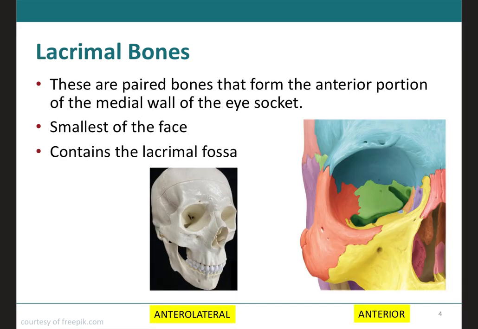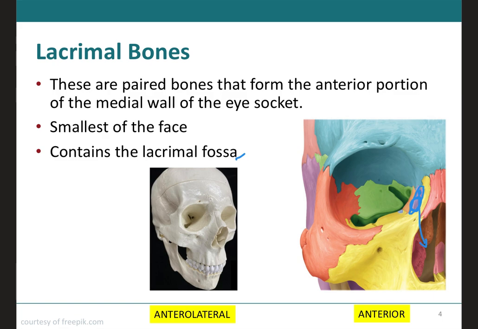Next, we're going to be covering the lacrimal bones. Lacrim means teardrops, and it's this very thin purple bone, as we can see here on this image. It will also contain a fossa, which is called the lacrimal fossa, which will actually house the lacrimal sac, which is a structure that will gather the tears and then pass them into the nasal cavity. So this is why when we cry and we form tears, they do go from our eyes into the nasal cavity.